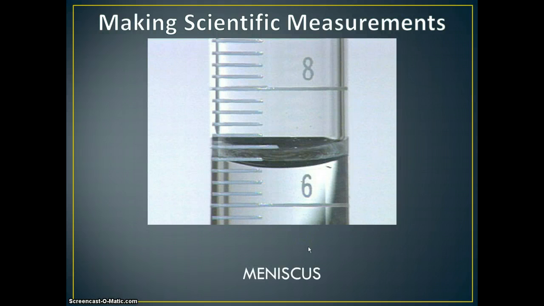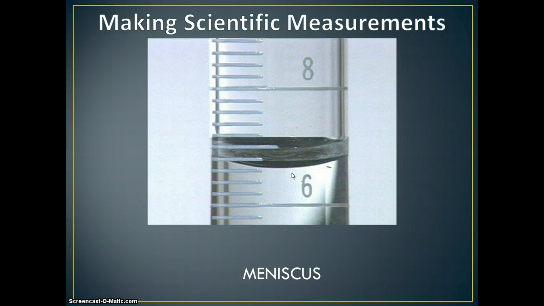So when we read a graduated cylinder, we have to read this thing called a meniscus. A meniscus is kind of an inverted watch cover or watch glass, and it's caused by adhesion and cohesion. It causes the water to dip as we cross the graduated cylinder, and the thinner the tube is, the more pronounced the meniscus is. You can see it better.